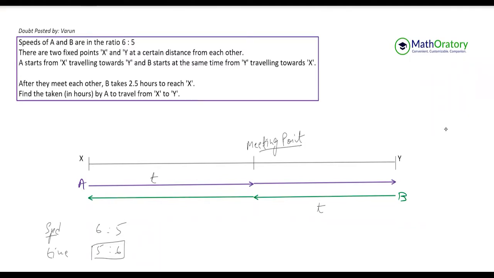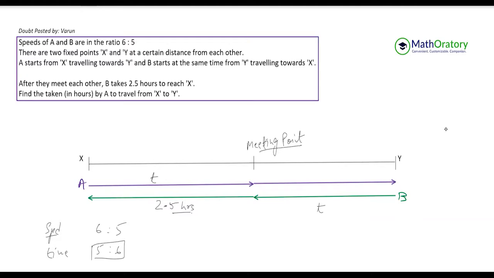Now we already know that B takes 2.5 hours to reach X after meeting. So B took 2.5 hours to cover this segment of the entire length. So A should have taken 5/6 of that.